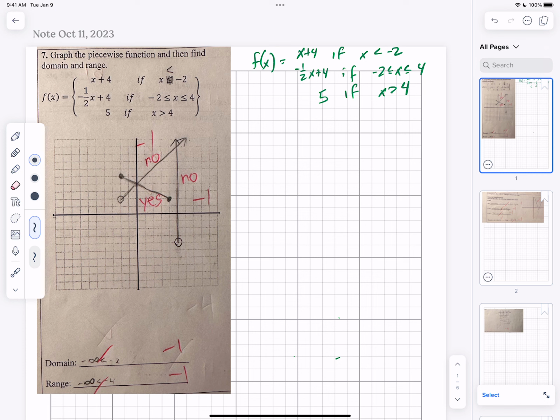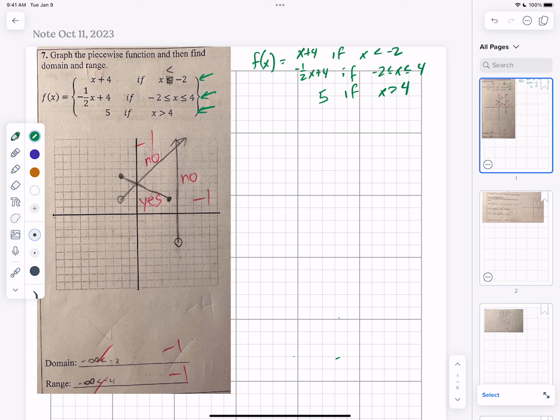So let's look at this first problem where we're graphing a piecewise function, which means we're going to have one graph, but we're going to comprise it of 3 different pieces because in this case, we have 3 different rules that we're going to look at here.